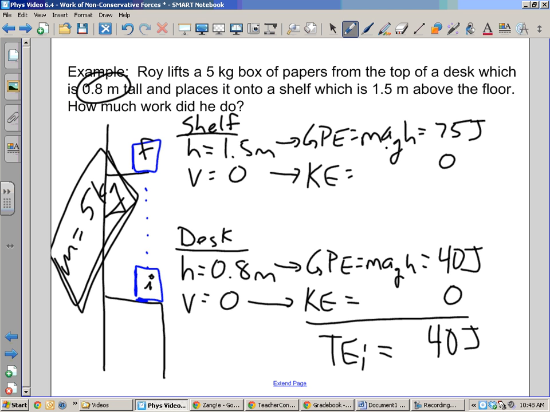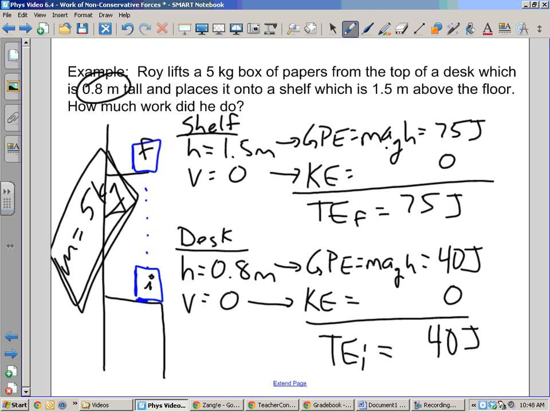Notice the box does move in the middle, but Roy does a little bit of work to get it moving, and then, being a little sloppy, basically he has to stop it again. So he gives the box kinetic energy, but then takes it away again. So it starts and ends at 0, which is what we're worried about here, what you start and end with. Okay? So the total energy that the box ends with is the 75 joules of GPE plus 0, which gives you 75 joules. Okay?